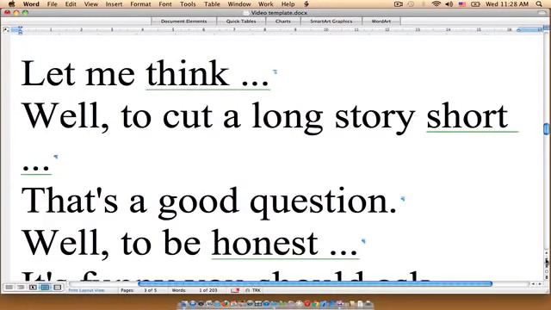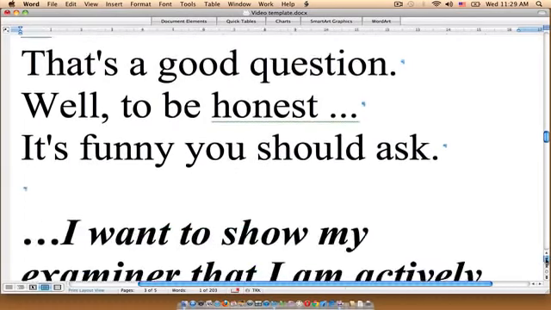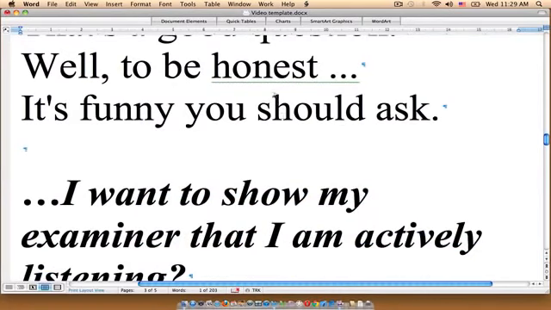Well, to cut a long story short, that's a good question. Well, to be honest, now this is a good phrase to use if you're being asked your opinion about something. So, if the examiner asks you, maybe you've lived in Dubai for a number of years, what's your opinion of Dubai, the culture, and the lifestyle here? Well, to be honest, and then you can go on from there.